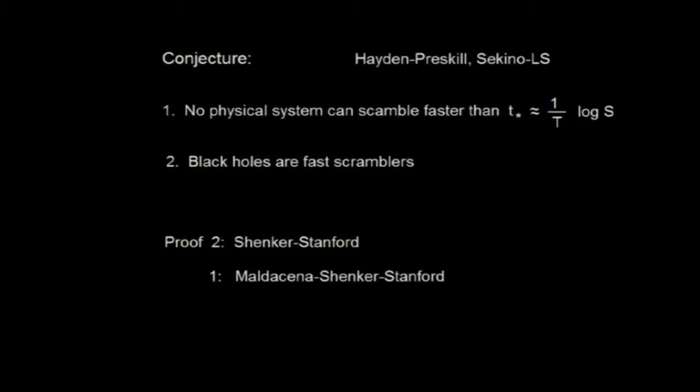Okay. The second part of the conjecture is that black holes do scramble this fast. Black holes, when something falls onto them, smear out their information at that rate. Okay. These were conjectures. They're not new conjectures. They're, I don't know, 5, 6, 7 years old. I don't remember. But very recently, in a pair of really remarkable papers, these conjectures have been proved.